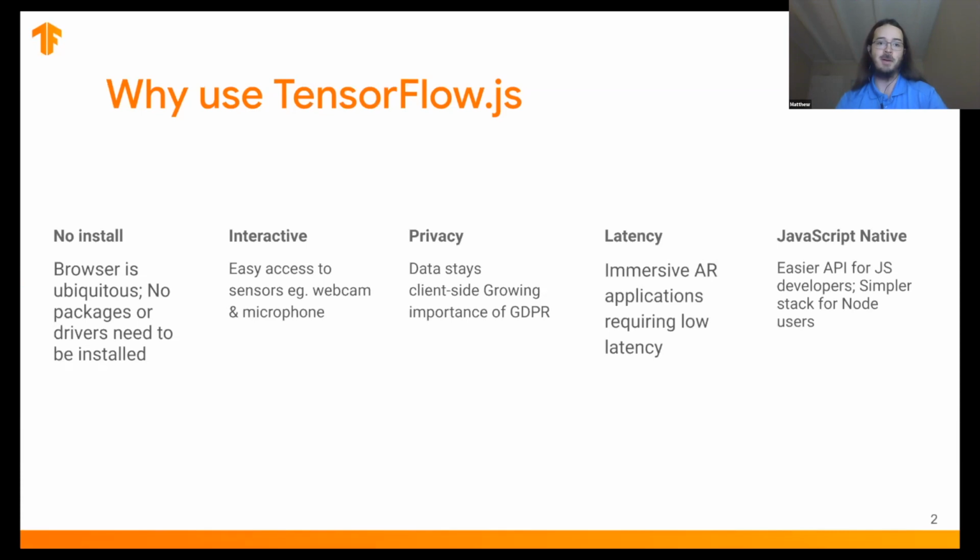Latency is very good as well, since everything is running on the client. There's no ping time to go back to the server and then back to the client with the inference results. And it's JavaScript native. So everyone who's familiar with web development and JavaScript will find it very easy to get started with TFJS.